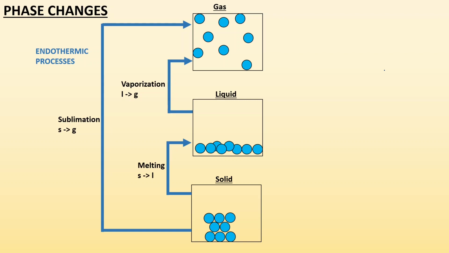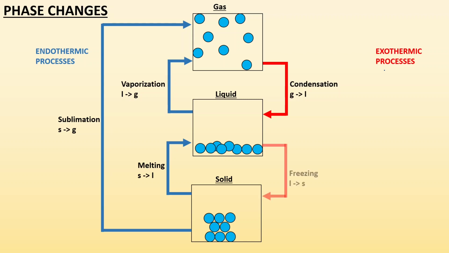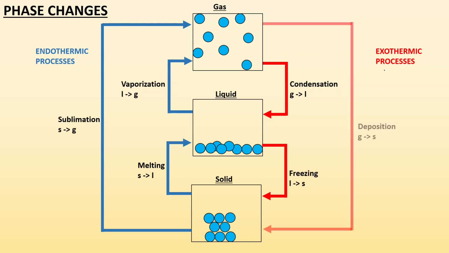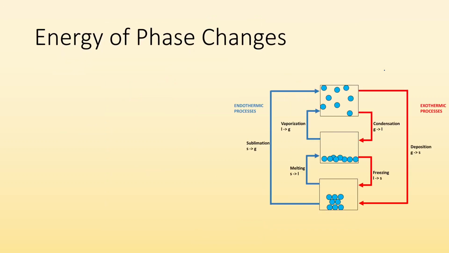All right, so if we went in the opposite direction, we've got exothermic processes where the substance needs to lose energy, needs to give off this extra energy. So if we went in the opposite direction, from gas to liquid, we have condensation. Liquid to solid, we have freezing. And then from gas straight to solid, we have deposition. All right, so those are the exothermic processes.